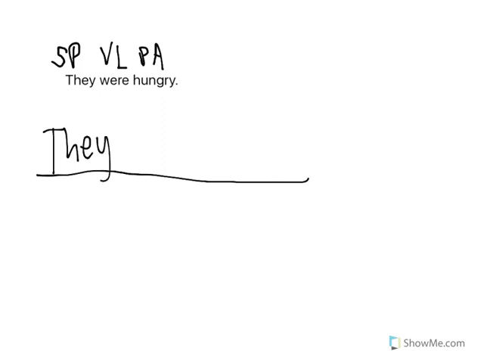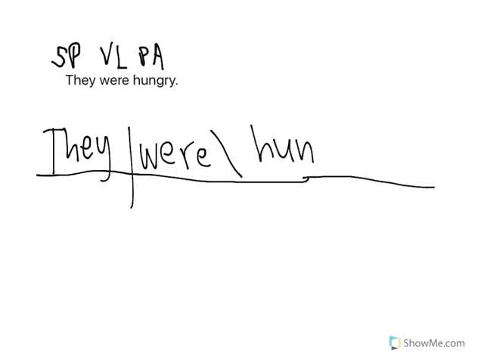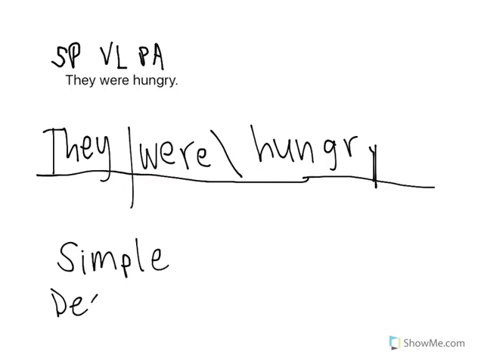They, were, arrow pointing back, hungry. And don't forget, we always have to write our sentence structure and our sentence purpose. So this is a simple sentence and a declarative sentence. And I'm sure you guys have got the hang of this part of the lesson work because we've been doing a lot of practice.